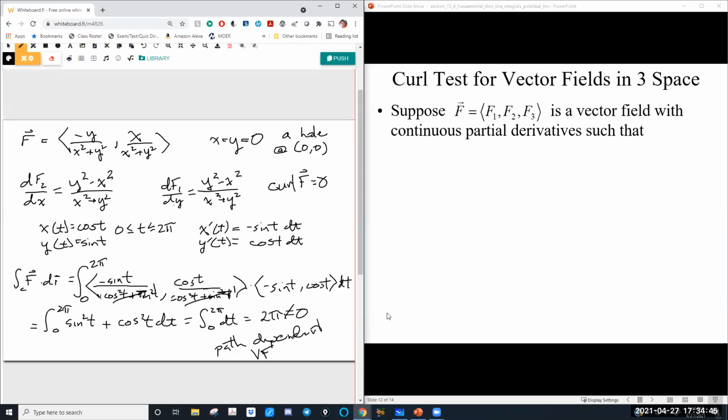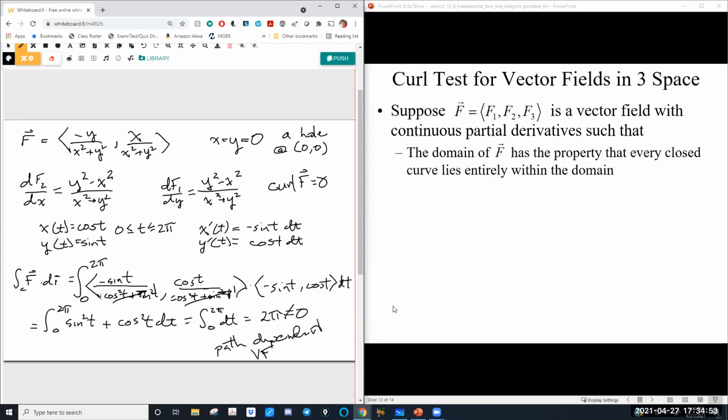We do have a curl test for vector fields in 3 space, and it works the same. So if the 3D curl is 0. Now, if you remember from last week, we did 2D curl and 3D curl. The 2D curl is a scalar. The 3D curl is a vector. It has to be the 0 vector. In other words, all 3 components must be 0 in order to say that we have a path-independent vector field.